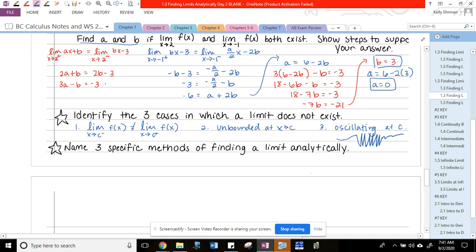Name 3 specific methods of finding a limit analytically. So our first one that we always try is direct substitution. If direct substitution fails, maybe we have a rational function and we can factor or rewrite, like with the trig function, simplify. So we did that with using some trig identities. We did that factoring and canceling. And the third scenario, if you have a radical, is to rationalize the numerator.